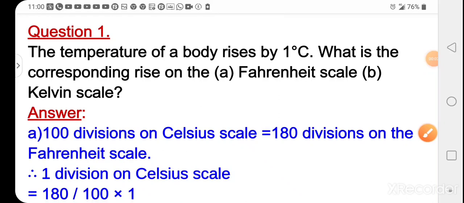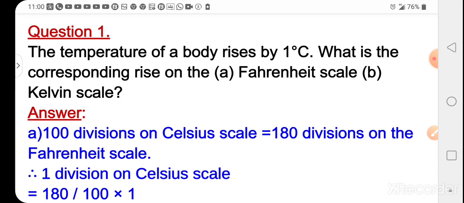Today we are going to discuss the numericals given in your textbook. Okay, so the first question is: the temperature of a body rises by 1 degree Celsius. What is the corresponding rise on the Fahrenheit scale and Kelvin scale?